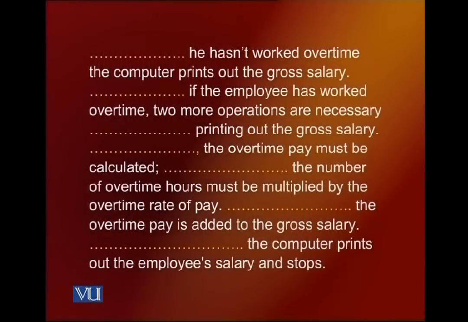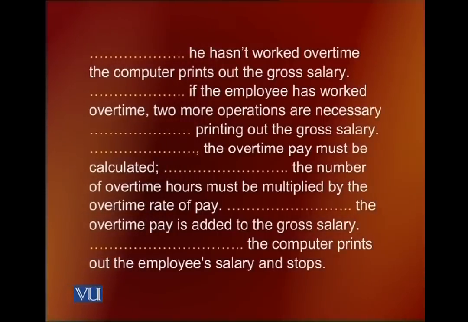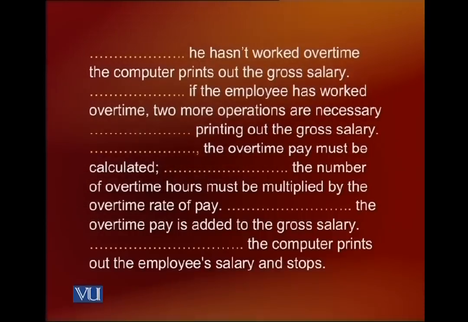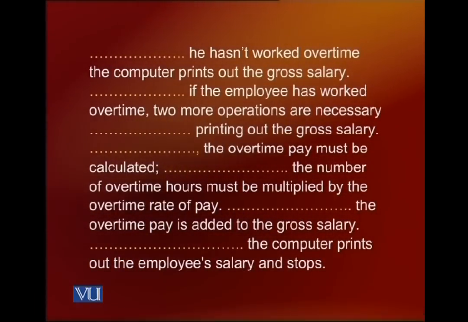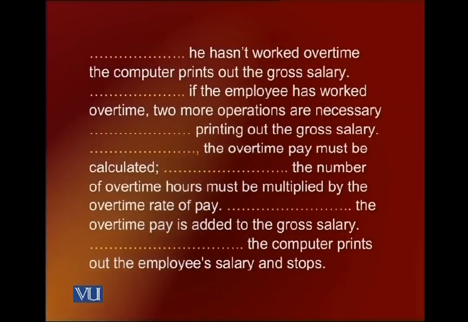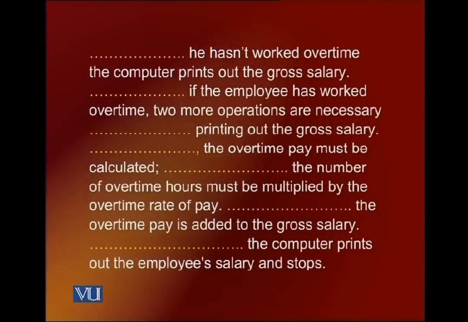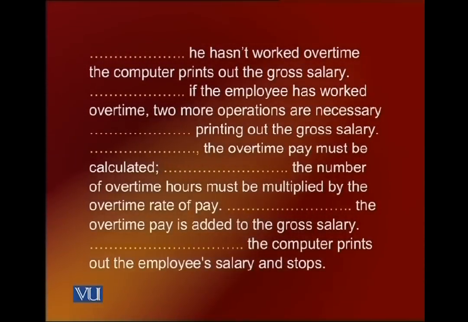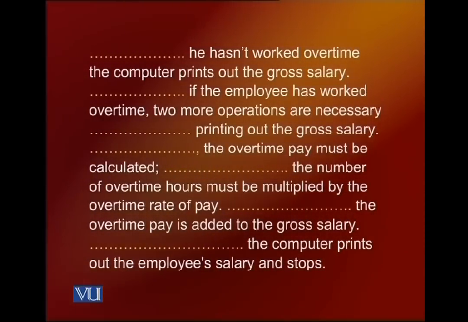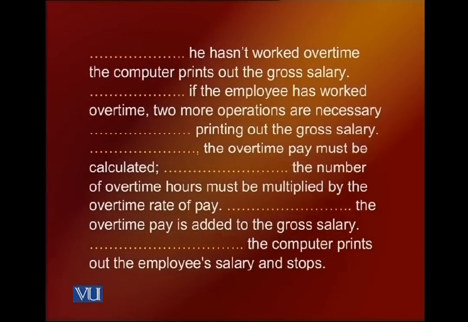Look at the next sentence. Dash, he hasn't worked overtime. The computer prints out the... So it has to be, if he hasn't worked overtime, the computer prints out the gross salary. And if you keep reading, you will notice that if the employee has worked overtime, now this is a contrast, so you will use the word but. If he hasn't worked overtime, the computer prints out the gross salary, but if the employee has worked overtime, two more operations are necessary.